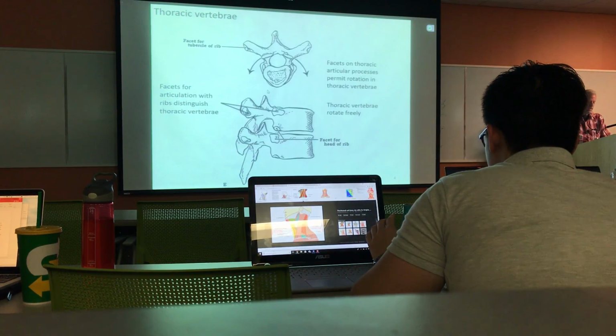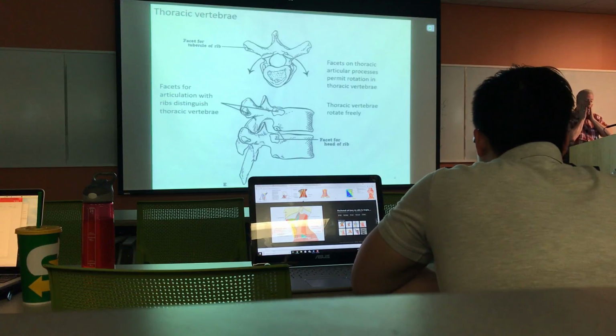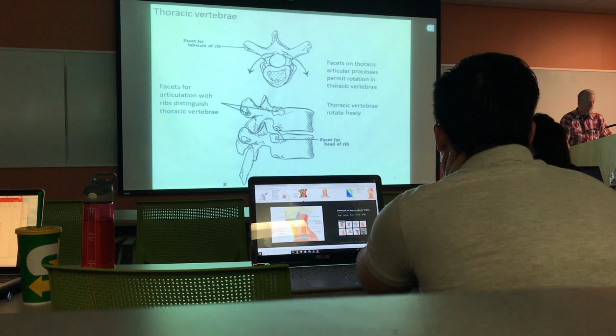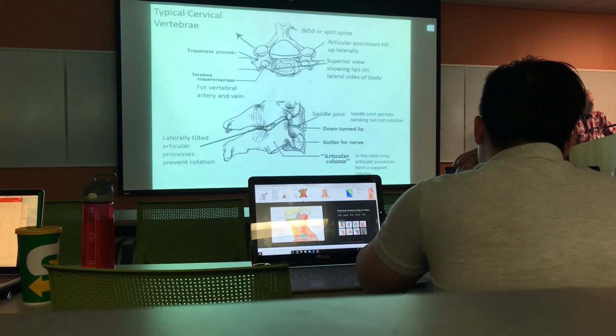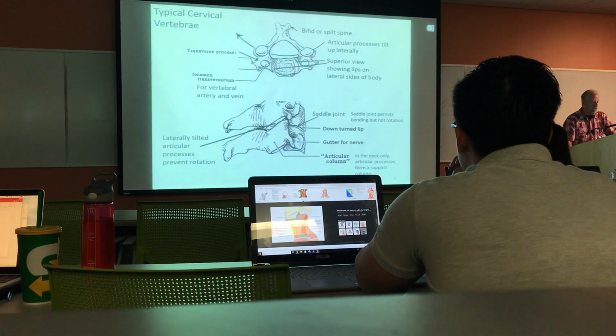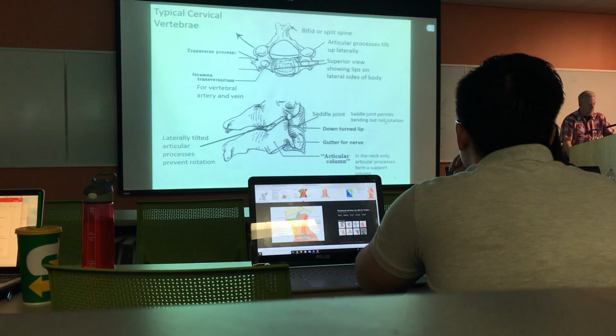The transverse processes. Thoracic vertebrae have a high degree of rotational movement. Always want to know about that. For the cervical vertebrae, make sure you know this slide and the things that are on it. Classically, they'll all have the transverse foramen. They typically have a bifid, or what we call a split, spinous process. They are laterally tilted so that the processes prevent rotation. At least most of the cervical vertebrae; hopefully you know that C1 and C2 do allow for rotation, but the rest of them have little saddle joints that bend but do not rotate.